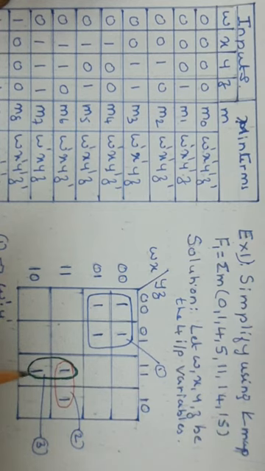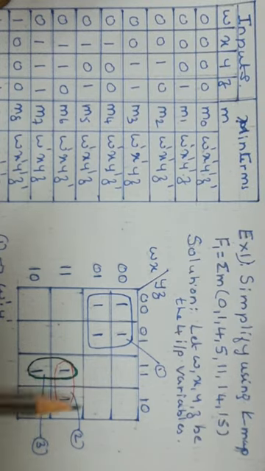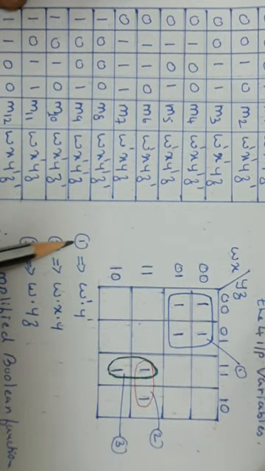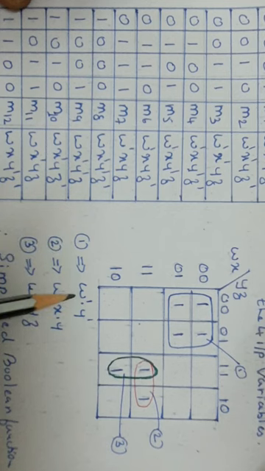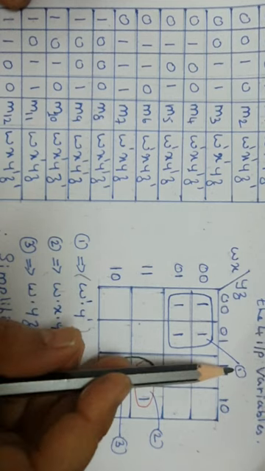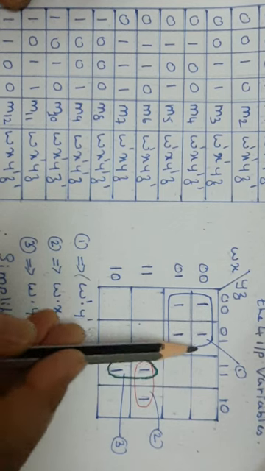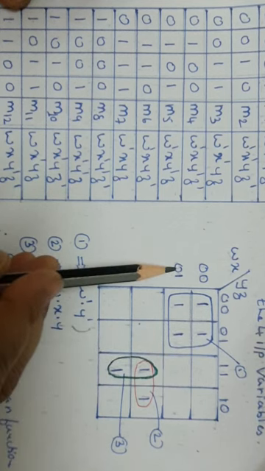Now we have to stop grouping. Because three groups are there, three terms will be there in the final expression. That is the next point. With respect to the first group, we have to write what is row-wise common and column-wise common. So this is the first group we have marked. Four ones are there. They fall in two rows.